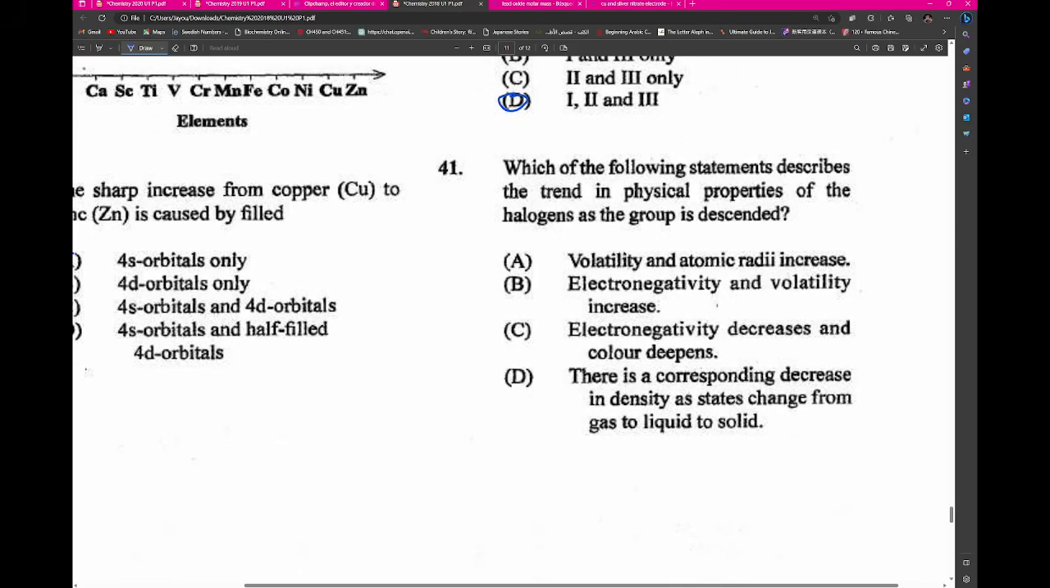Question 41: which of the following statements describe the trends in physical properties of the halogens as the group descends? Right, so that doesn't happen. No, volatility doesn't increase. The color deepens and electronegativity decreases. I believe that it's so. Corresponding decrease in density? The color does deepen. There's a corresponding decrease in density. True. Okay, so we should have physical properties. Physical. I just saw it.